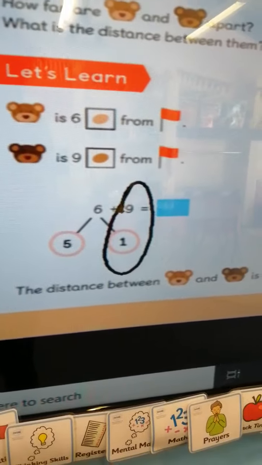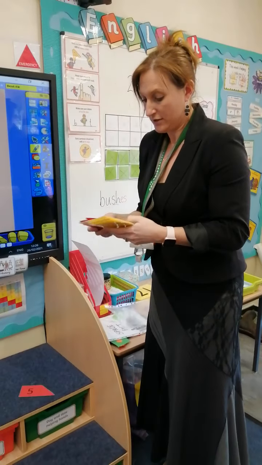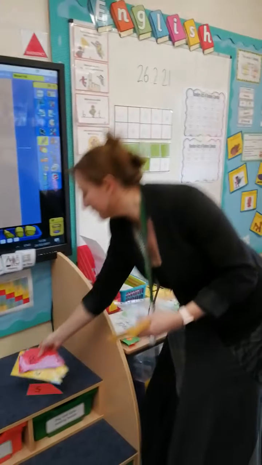Let me see if I can very quickly find in here 10 and a 5. We don't even need to count on anymore. We are that good. Oh, that's 30. Here we go.